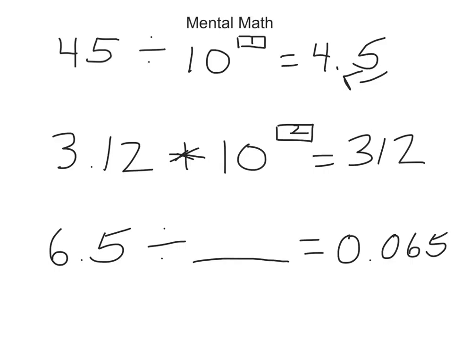Here's our third problem. 6.5 divided by blank is equal to 0.065 or 65 thousandths. So 10 to the what power is going to get me there? So I know it's a 10. I just have to think of the power now of how to get it there. And the way I do this is I start where my decimal is. So it's right here in between the 6 and the 5, and I'm going to go 2 spots. So I know that it's 10 to the second power again.